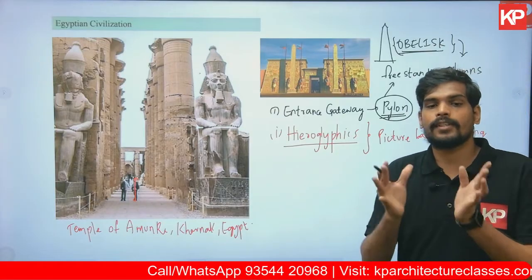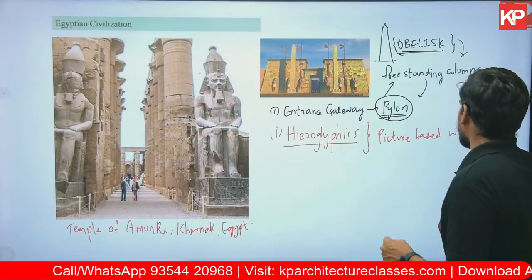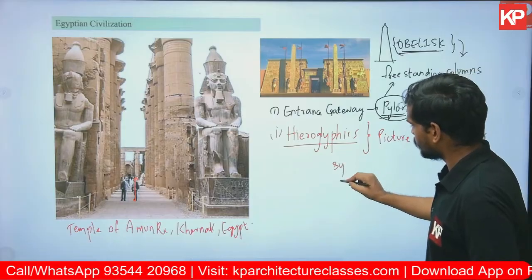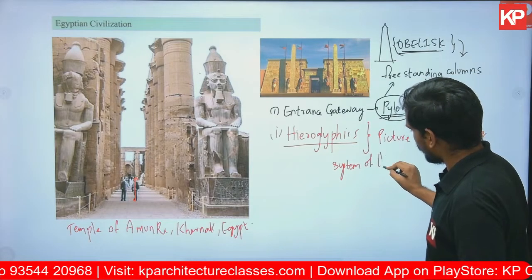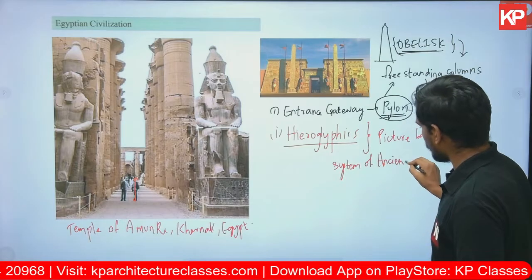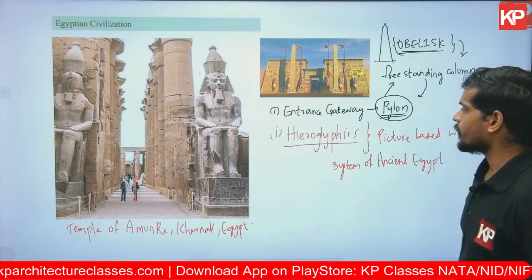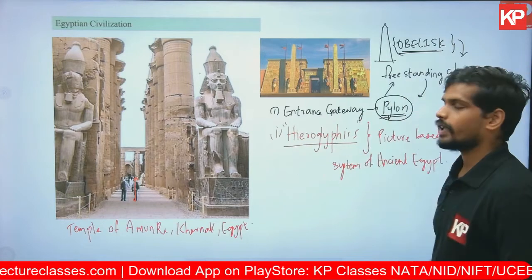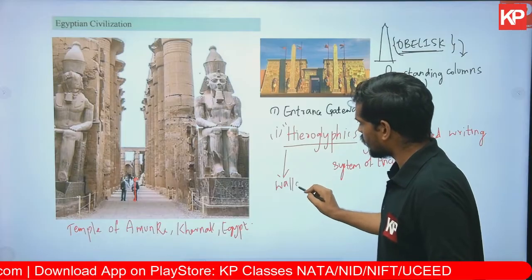So the writing system had pictures like birds, snakes, vultures, and so on. So, the picture based writing system of ancient Egypt is called hieroglyphics, and this hieroglyphics is seen on the various walls of the buildings.